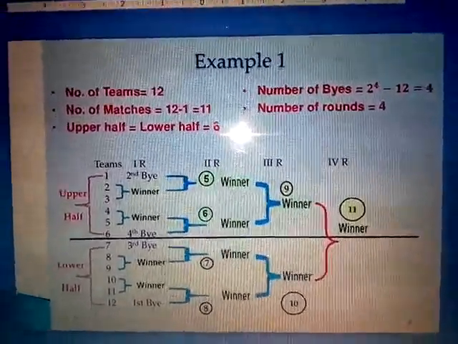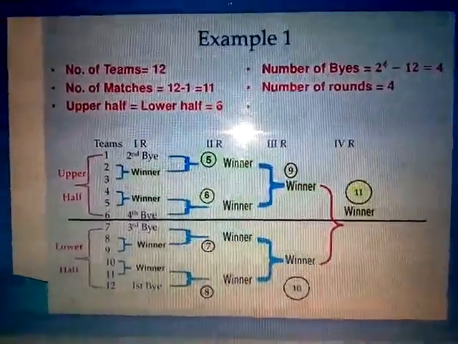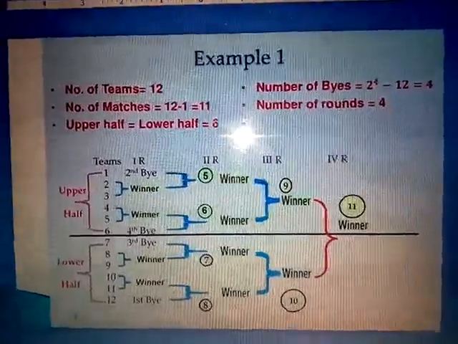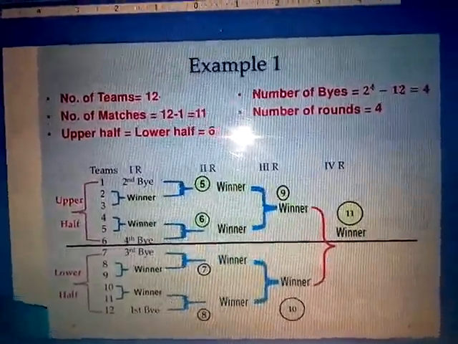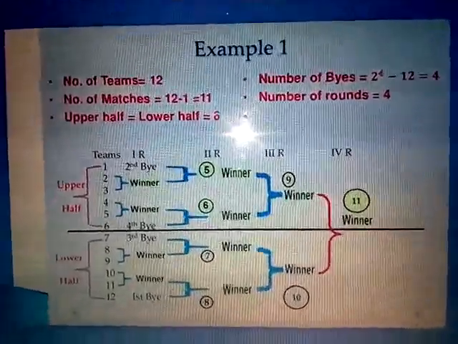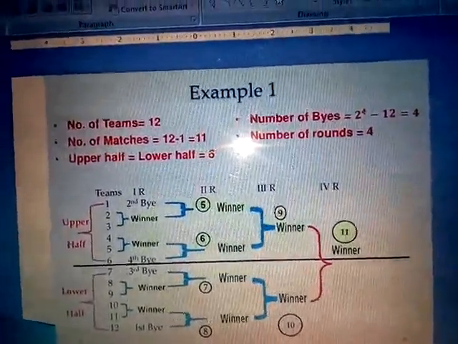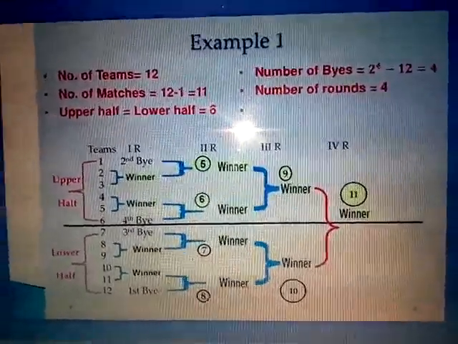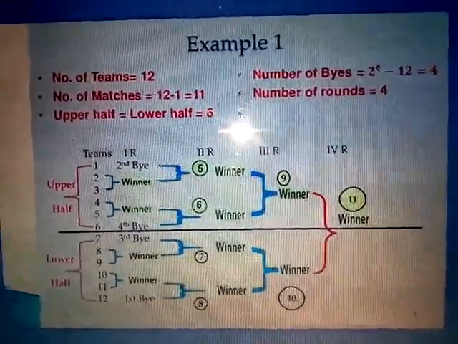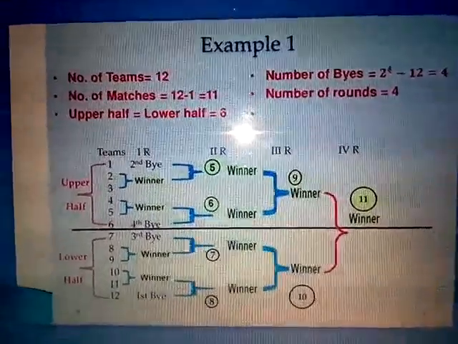That means there are 11 matches only in the knockout tournament. N minus 1, where N is the number of teams. So the number of teams is 12, minus 1. That means 11 matches are going to be conducted. You can count in the slide. There are 11 matches altogether.